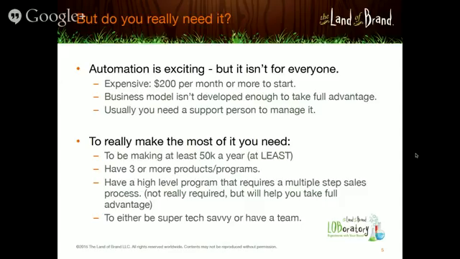If you have a high-level program that requires a multiple-step sales process, this isn't really required, but it does help you take full advantage of the software. Because one of the features is the ability to track where someone is in your sales process and to be able to follow up with them. So if you are having a process where you have to speak with someone three times, or you're sending proposals, or it's not just a point and click buy your product type service, then a business automation funnel or sequence can help with this.